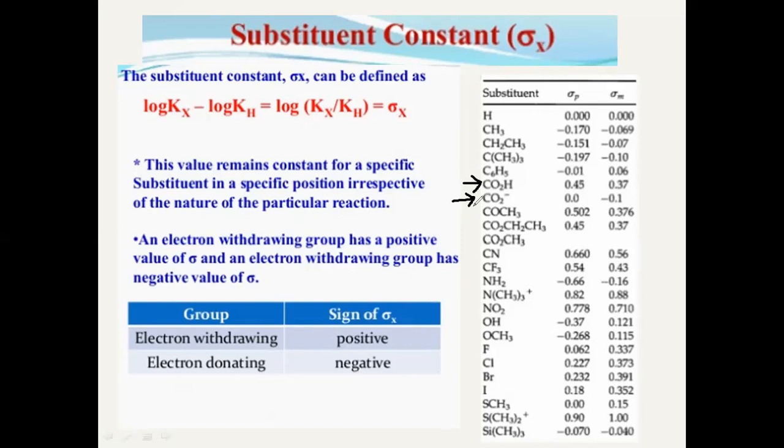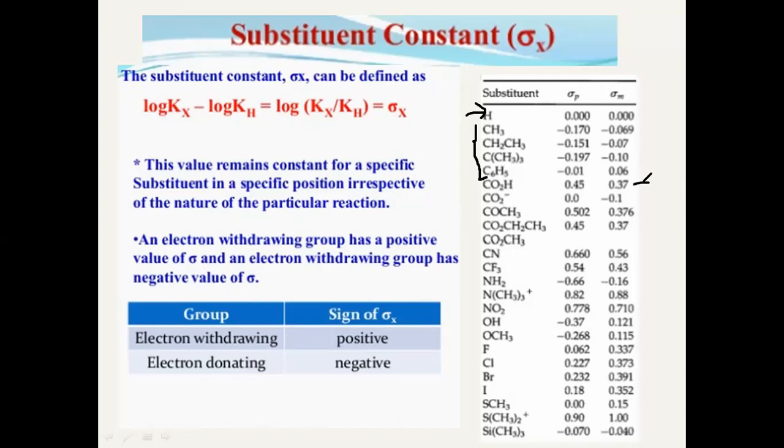Sir, almost negligible. Or sometimes, if it is on meta, it acts as electron donating. Very interesting concept. So these are the few exceptions. You just remember, memorize these exceptions. No need to worry about H because it is 0. If you take electron donating, it always gives you negative.